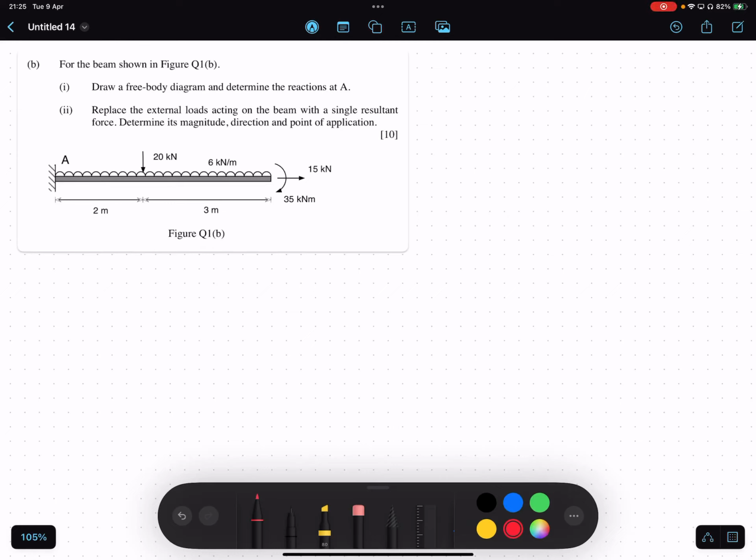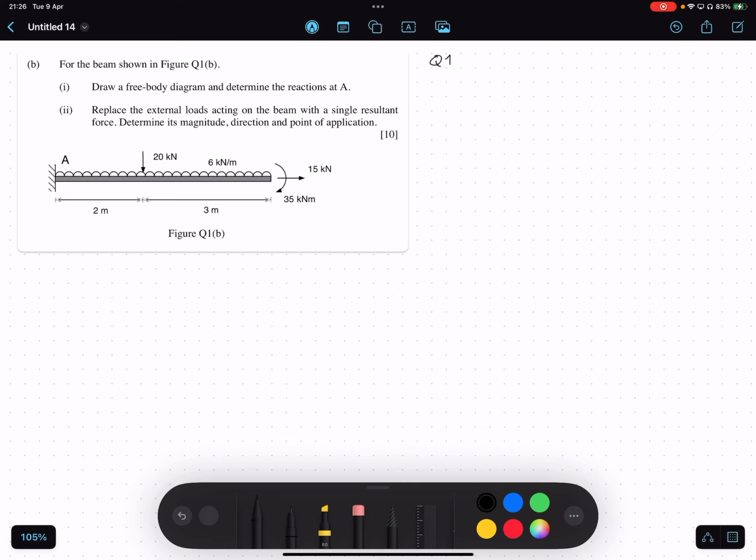In question 1b, we will be looking at a beam with a uniformly distributed load, which we can see from these lumps and bumps here. And we also have a force acting here, some moment, and then some other force here.